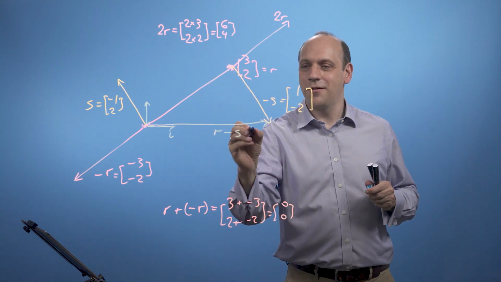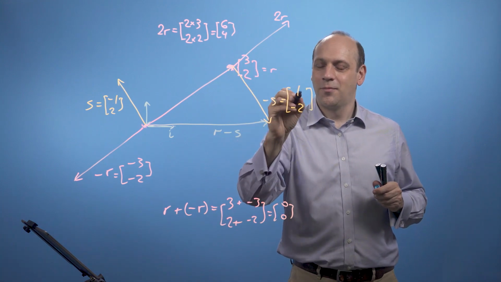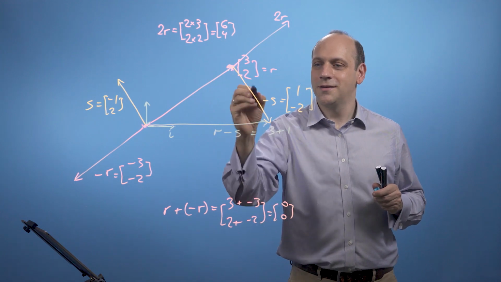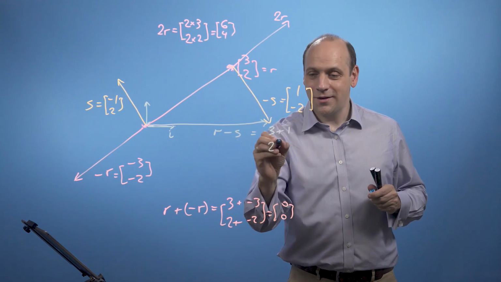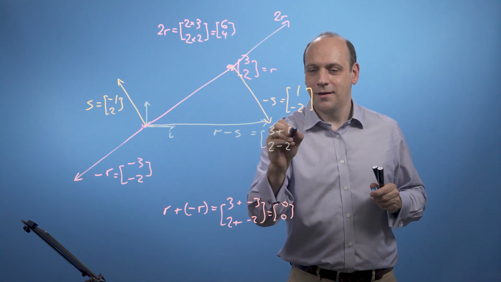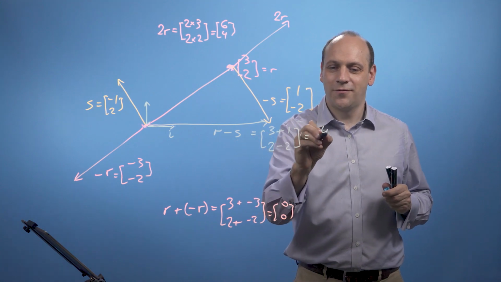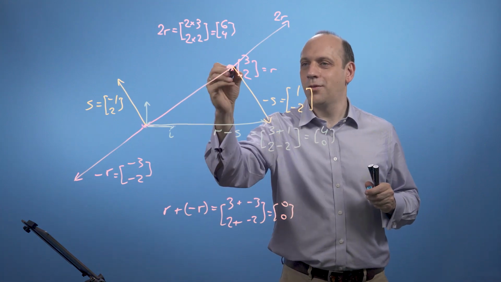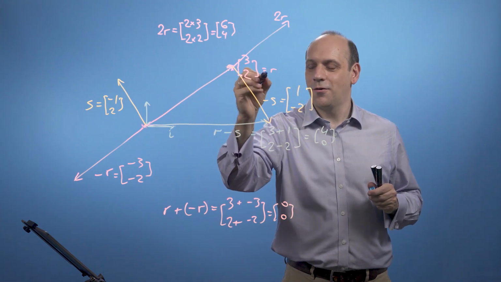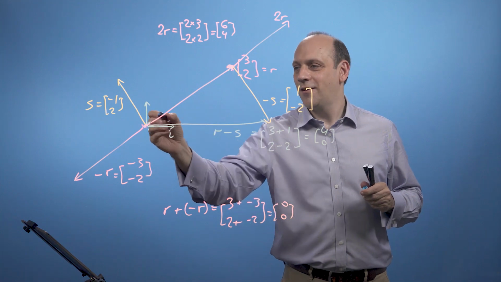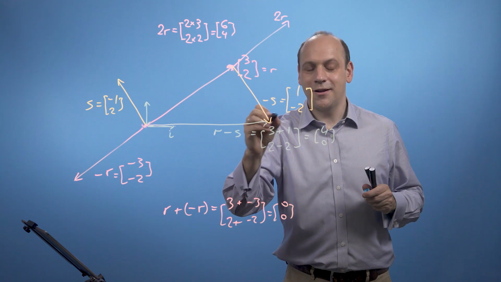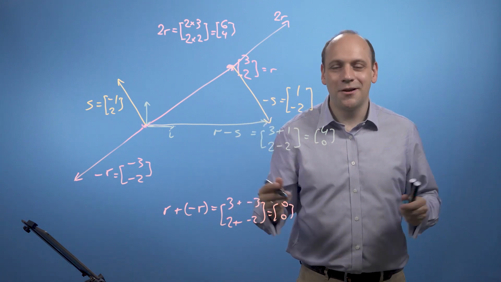If we add up the components of that, it's 3 plus 1 on the i's, and 2 plus minus 2 on the j's. So that gives us the vector 4, 0. So if r is go along 3, and minus s is go along 1, we've got a total of 4. And if r is go up 2, and minus s is go down 2, we've ended up going up, down 0 in total.